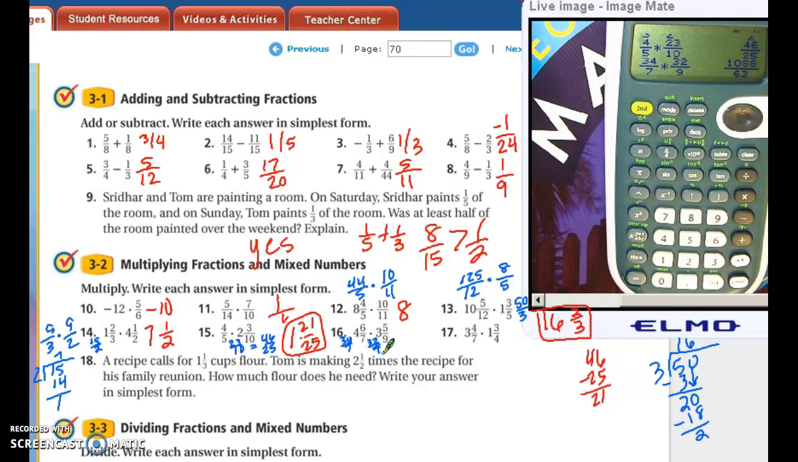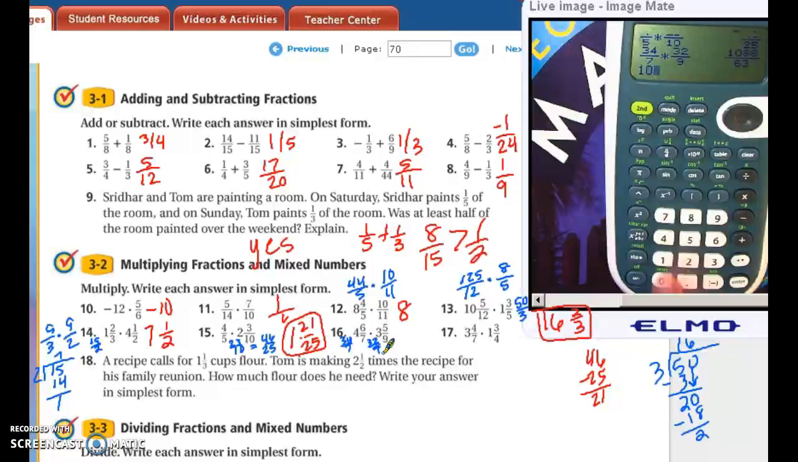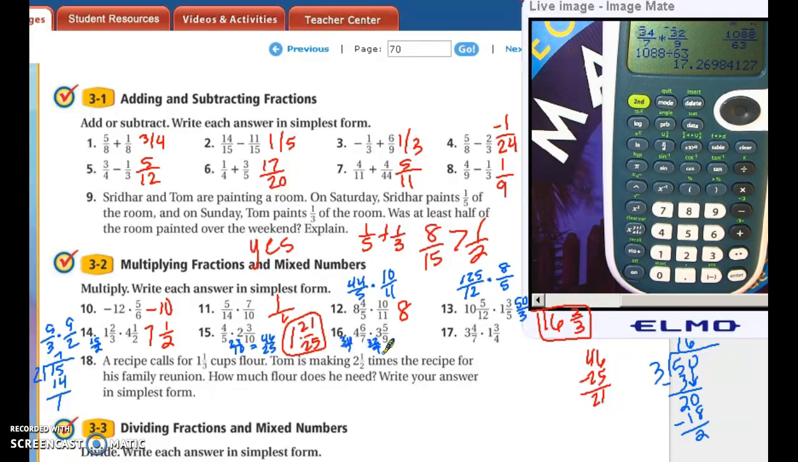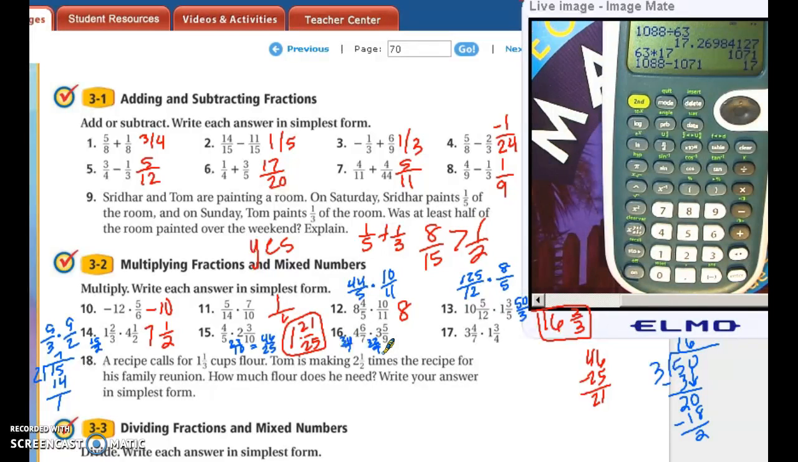To figure out what that is as a mixed number, we're going to divide 1,088 by 63. I know 63 will go into 1,088 17 times. 63 times 17 is 1,071, so I subtract these two numbers to get that my whole number is the 17. My numerator is the 1,088 minus the 1,071. And my denominator stays the same, 63. 17 and 17 over 63.